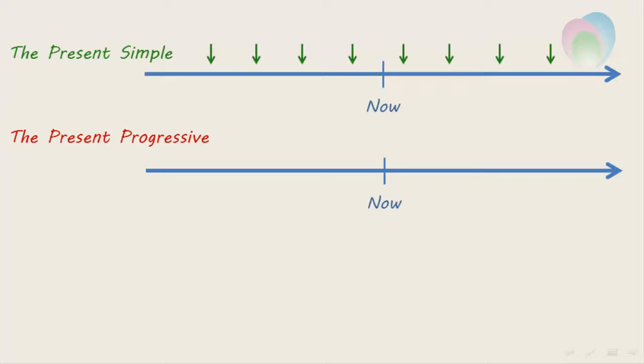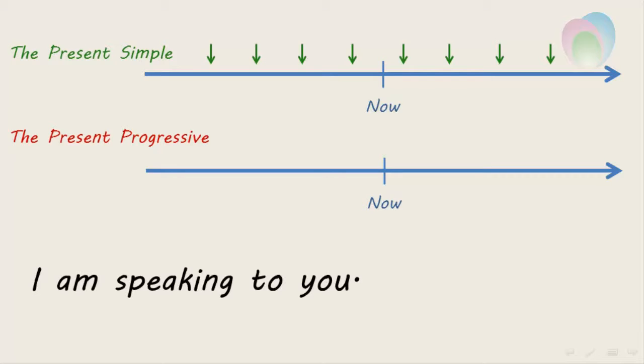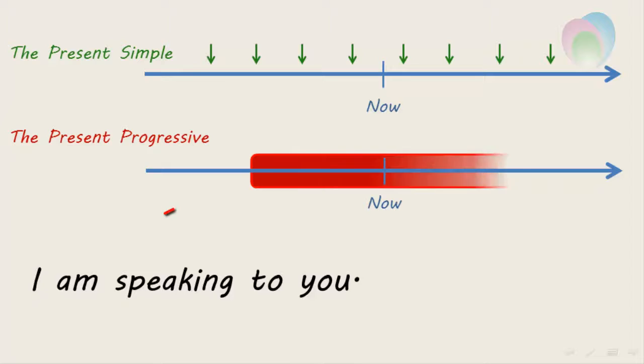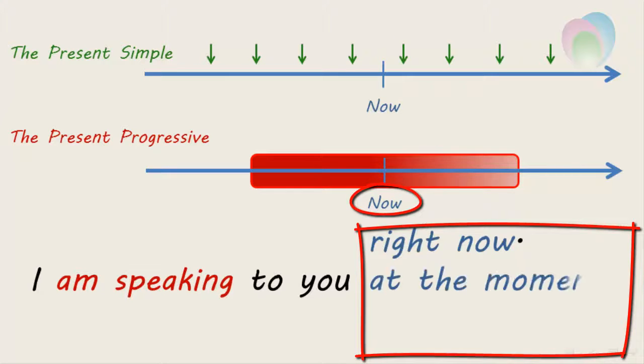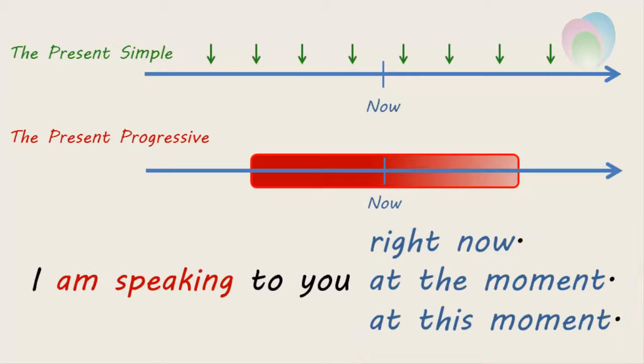When I say, for example, that I am speaking to you, what I mean is that the action of speaking started in the past and will probably continue into the future, and right now the action is in progress. This is why the present progressive usually comes with expressions such as now, right now, at the moment, and at this moment.